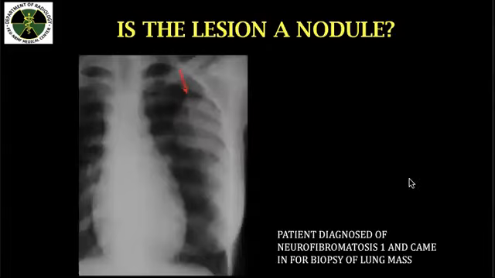Is the lesion a nodule? Remember, if it's a nodule, the lesion should be less than 3 centimeters. If it's greater than 3 centimeters, we can consider it as a mass. Again, a nodule is less than 3 centimeters, and a mass is more than 3 centimeters. So we have this case.